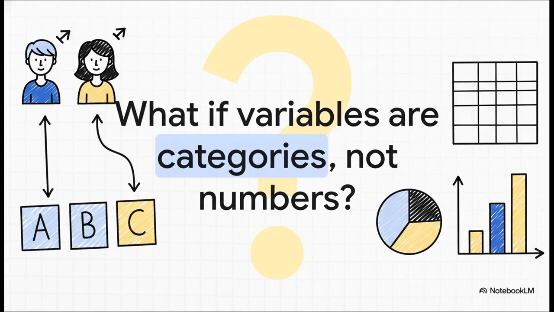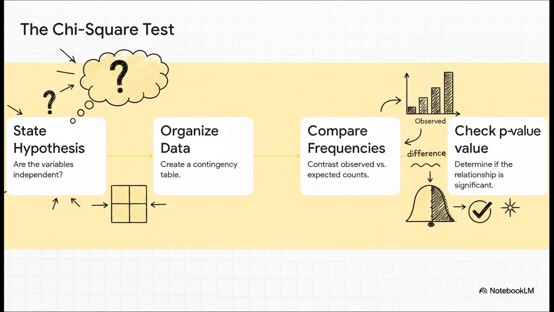Okay, that's great for numbers, things like hours and scores. But what if our data isn't numbers? What if we're trying to compare categories? Like, is there any connection between a student's gender and the grade bracket they ended up in? We're going to need a totally different tool for that job. And that tool is the chi-square test.